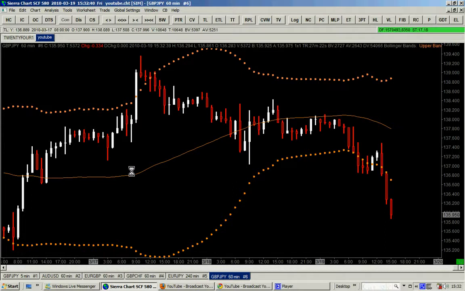You will notice that when the price is above the moving average 50, either exponential or simple moving average 50, the price is bullish. And when the price is below the simple moving average 50 or exponential moving average 50, the price is bearish.